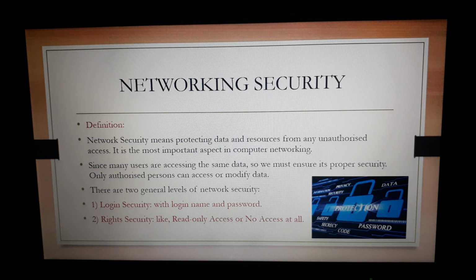So as per your work habit or as per the importance of your data and information, you have to set security. But nowadays it is a must that you put security in your networking. Okay, got it? Now next.